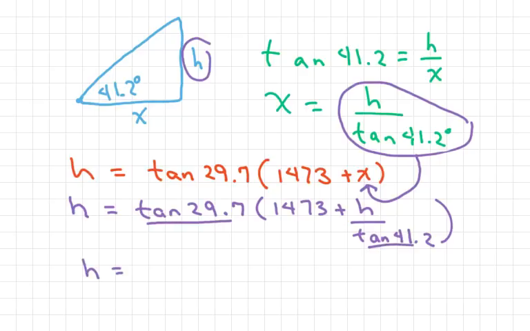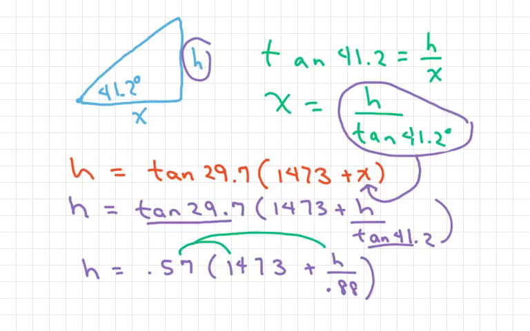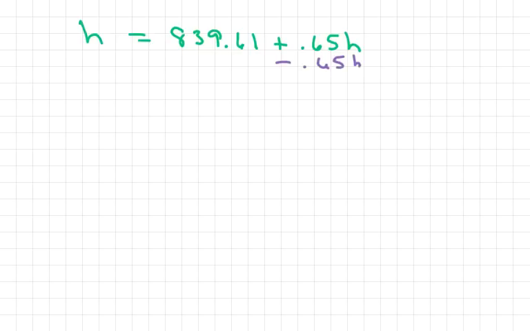I get h equals 0.57 times 1473 plus h over 0.88. And then I'm going to distribute here. Make sure you copy it down, because I'm going to move on to the next slide. When you do that, you're going to get h equals 839.61 plus 0.65h. Now we have to solve for h, so I'm going to subtract this from both sides.